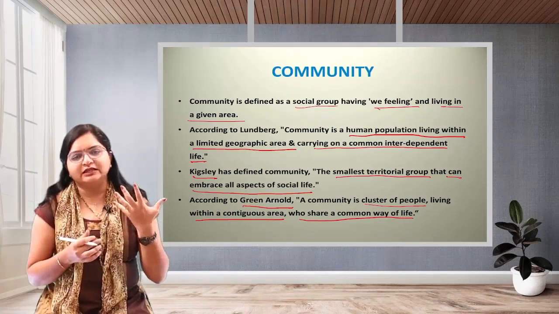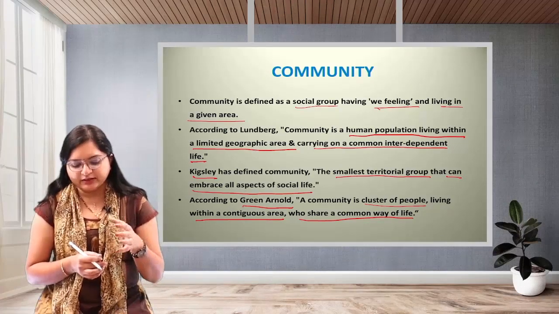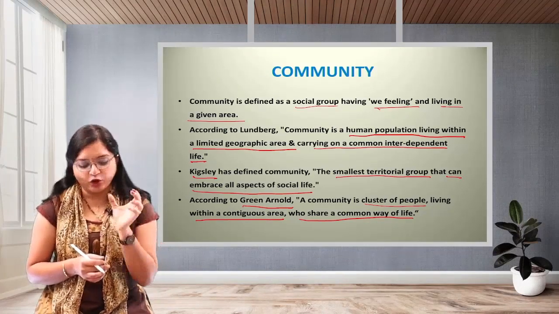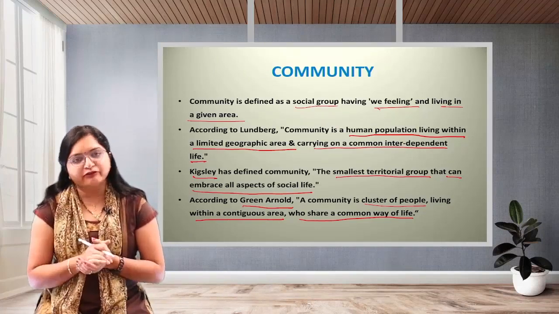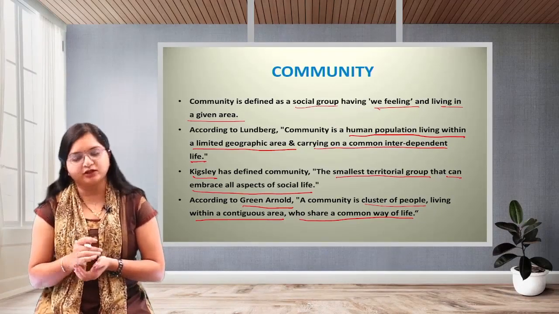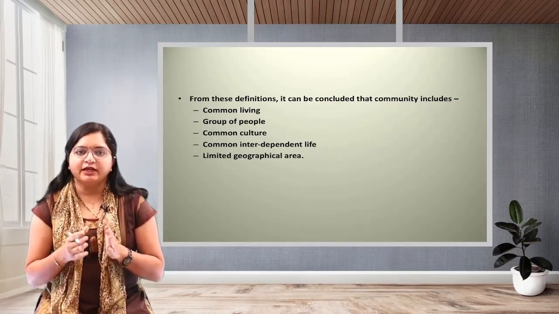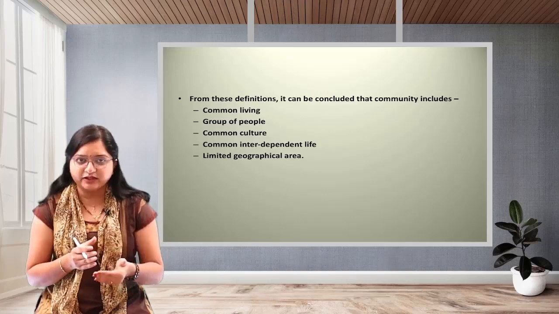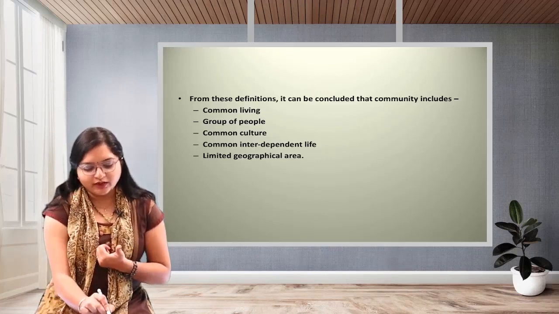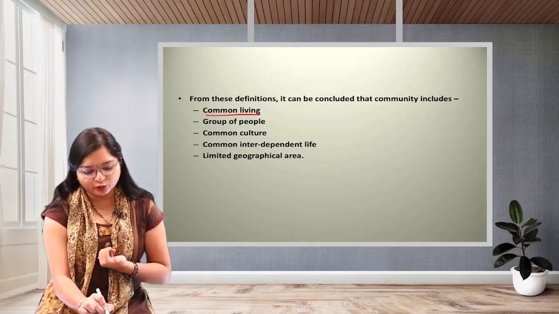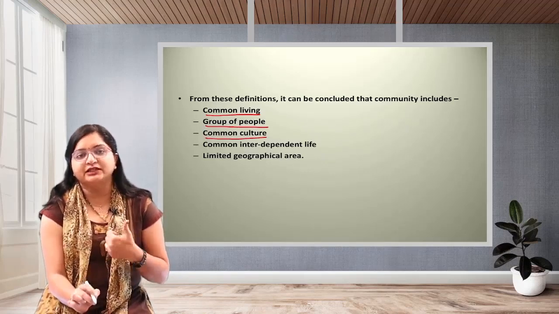If we take any one community, there will be certain common interests. There will be a certain common way that they are living. That common way that they are sharing is a community. So according to Green Arnold, it is a cluster of people living within a contiguous area who share a common way of life. From these definitions, it can be concluded that community includes the following. So we have seen these definitions, and this is the conclusion about what community is. Community has common living that they are sharing. There will be a group of people, of course. Then there will be a common culture that they will celebrate or believe in.